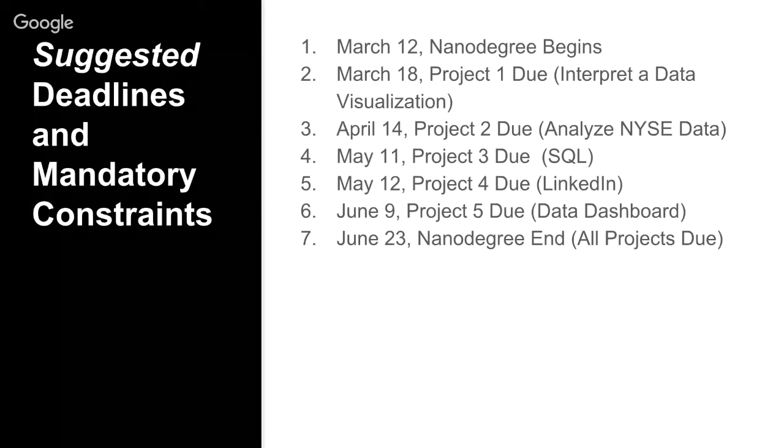So these are suggested deadlines, and if you follow them, it will definitely help you complete the nanodegree on time. A lot of the time, students are not able to complete the projects before the due date, the subscription expires, and then they have to take the subscription again. To make sure this doesn't happen, we have given you suggested deadlines, which help you complete your nanodegree on time.